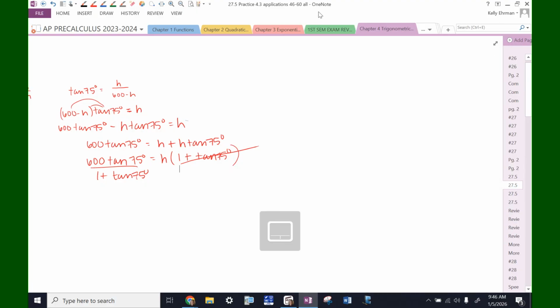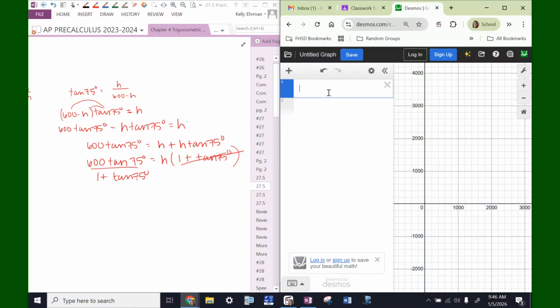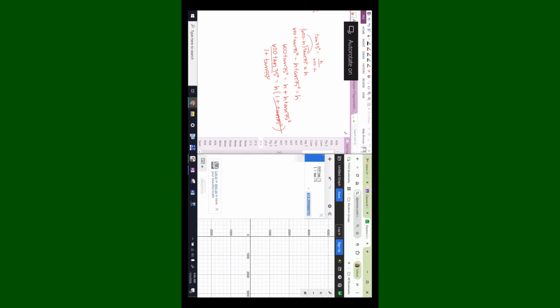Now, this is good because now I have something that I can just type in and I don't have to solve by graphing. It'll just tell me what the number is. 600 times the tangent of 75 divided by 1 plus the tangent of 75. There we go. 473.205. I wish I would have left that line up. It looked like it was around that value, but I wouldn't have gotten that decimal the way that I had it graphed.